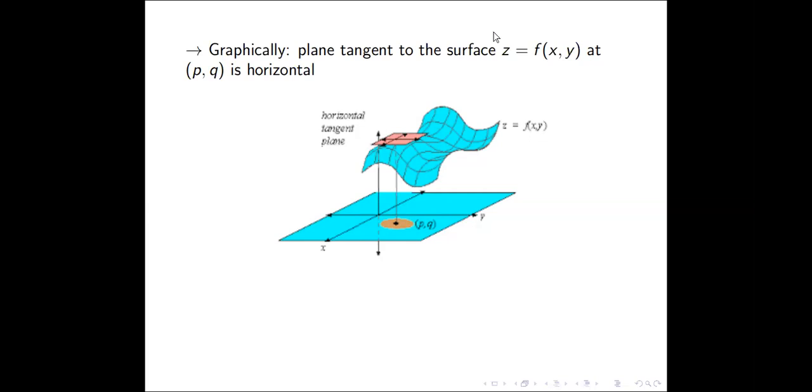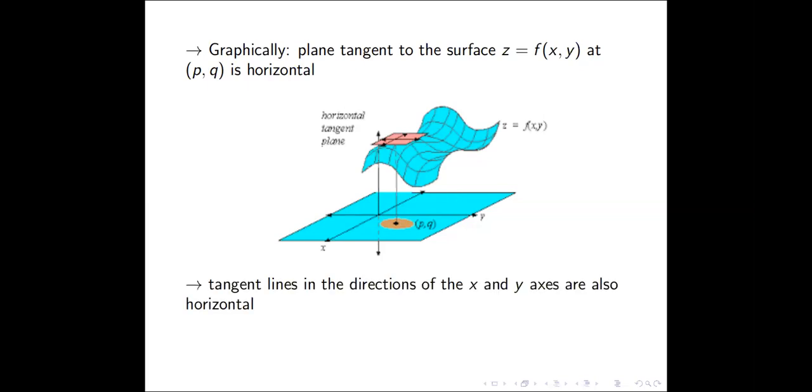So the plane tangent to the surface at a high point must be horizontal, and also, of course, for a low point on the surface. Now, this means also that the tangent lines given by these two intersecting lines here in the direction of the x and y axis must also be horizontal, since they lie on the tangent plane as well.